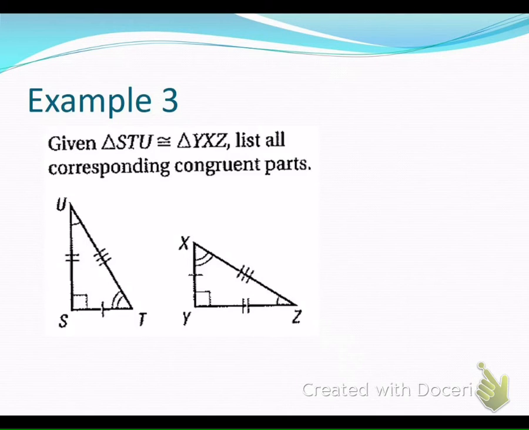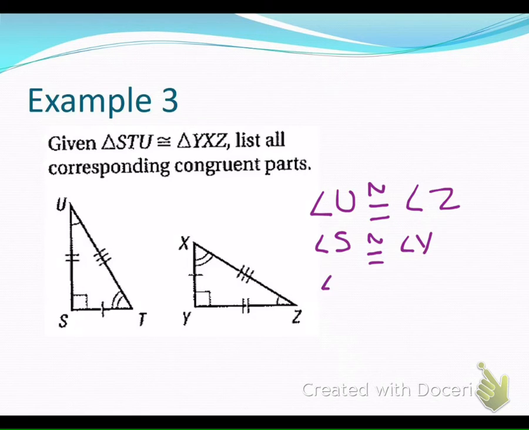So let's try to list the corresponding parts. I'll give you the part from this one. You give me the part from this one, okay? So which angle is corresponding with angle U? Z. Angle Z, good. What's corresponding with angle S? Y. Angle Y, good. And what is corresponding with angle T? X. Angle X, good. Perfect. Anyone have any questions?